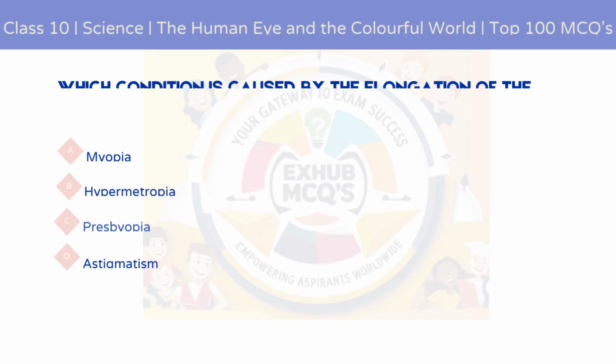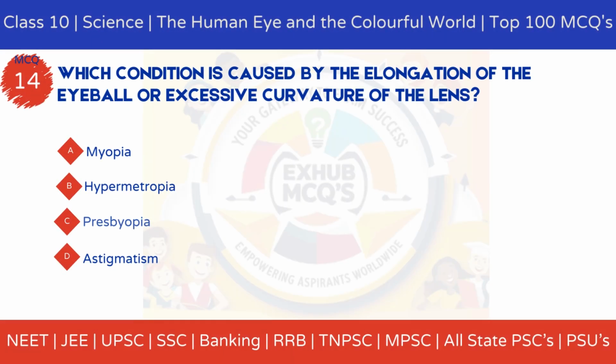MCQ 14. Which condition is caused by the elongation of the eyeball or excessive curvature of the lens? Option A, myopia. Option B, hypermetropia. Option C, presbyopia. Option D, astigmatism.